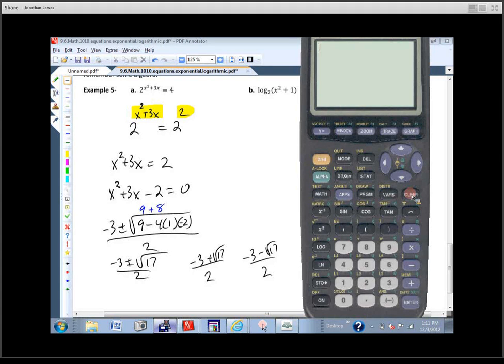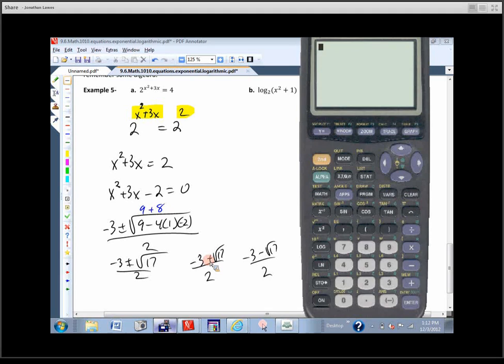Compare it with your neighbor. What mistake do people typically make with this? Anybody know? Parentheses. Okay, the entire top has 2 terms in it. You better put it in parentheses so it does the whole top divided by that 2.